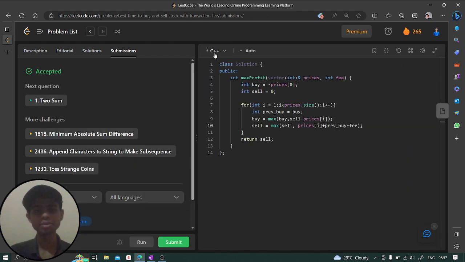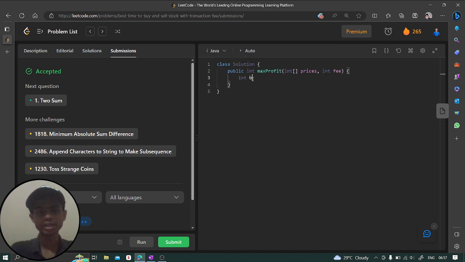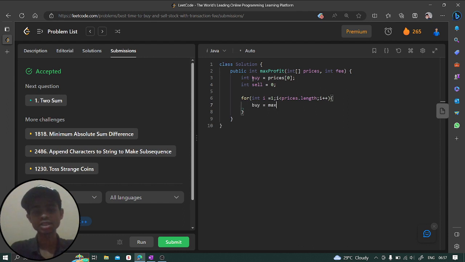So we are going to move to the next programming language, which is Java, and quickly we are going to say int buy, which is nothing but price of 0, right? Then we say sell, meaning initial profit is 0. Then we traverse from the first index, less than price.length, i++. Our buy should be the maximum of buy or sell minus price of i. If we get a maximum value after selling rather than after buying, then we are going to take that particular buy.